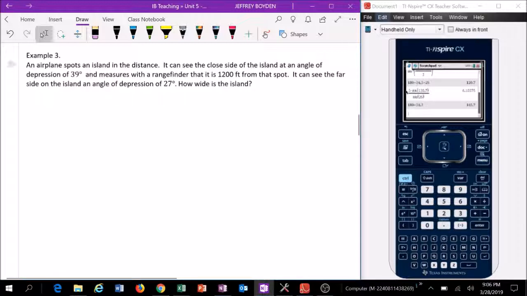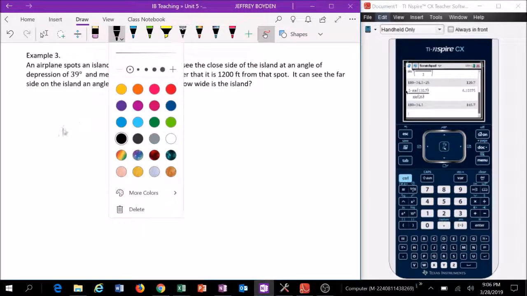Now let's try everybody's favorite, the famous story problem. Airplane spots an island in the distance. It sees the close side of the island at an angle of depression of 39 degrees and measures with a rangefinder that it's 1,200 feet from that spot. It can see the far side of the island at an angle of depression of 27. How wide is the island?